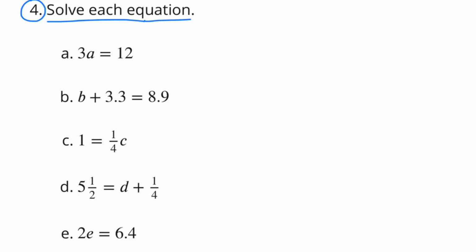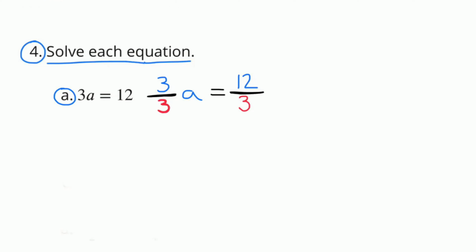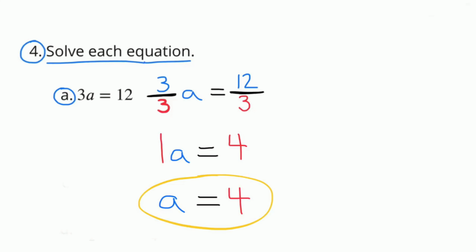Number 4. Solve each equation. A. 3a equals 12. Since we're solving for a, we need to get the a to be 1a, so we're going to divide 3a by 3. Since we divided 3a by 3, we also need to divide 12 by 3. 3a divided by 3 equals 1a, and 12 divided by 3 equals 4. So 1a equals 4, which is the same thing as a equals 4.